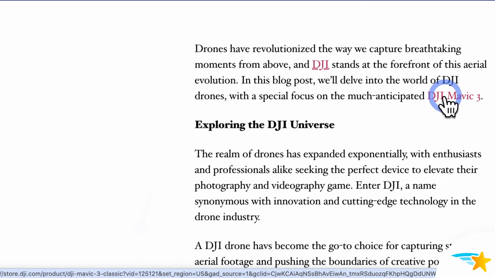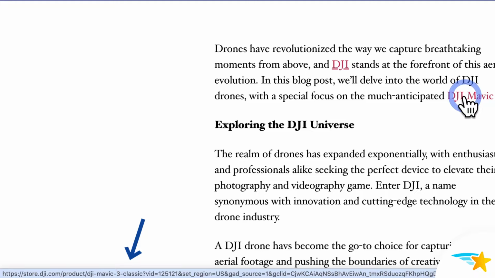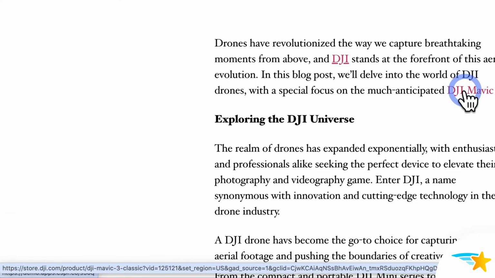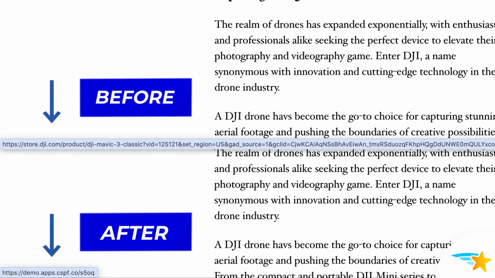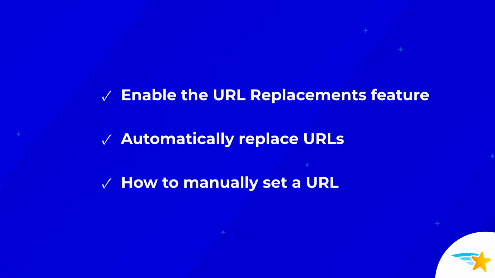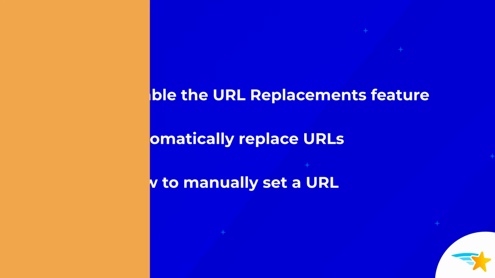So for example, if you have a bunch of long affiliate links on a blog post, Pretty Links URL replacements will automatically create shorter Pretty Links for them and update those links on your post for you. So in this video, first, I'll show you how to enable the URL replacements feature. Then you'll see how to automatically replace all URLs in your site. Finally, you'll see how to manually set URLs on certain Pretty Links.